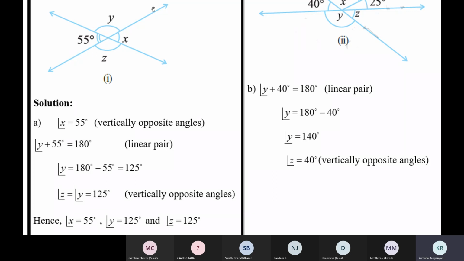This is a straight line. Y plus 55 is equal to 180, because these two angles stand on the straight line. Y and 55 stand on the straight line. So Y plus 55 is equal to 180. So you get Y is equal to 125 degrees. 180 minus 55, 125 degrees. So if Y is 125, Z is also 125 because vertically opposite angles are equal.